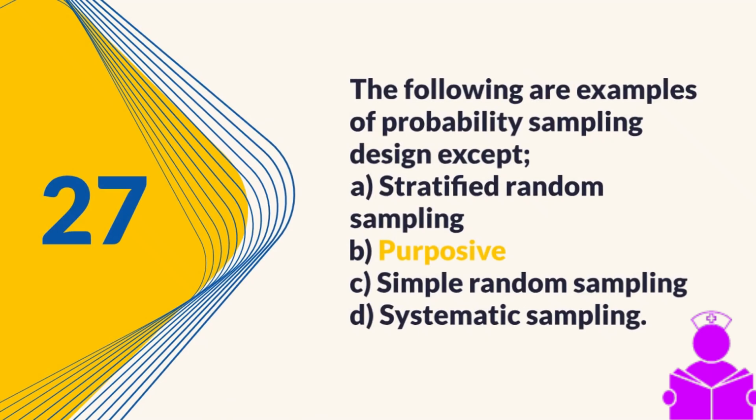Answer: B. Purposive sampling, also known as judgmental or selective sampling, is a non-probability sampling method where researchers deliberately choose participants based on their expertise or specific characteristics. Options A, C, and D are examples of probability sampling designs where every member of the population has an equal chance of being selected.